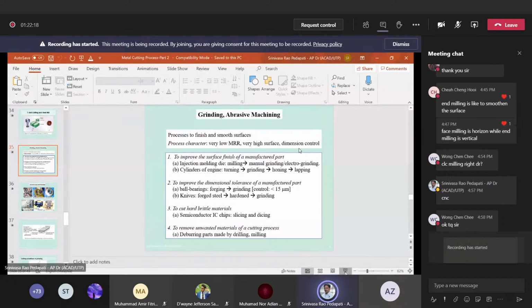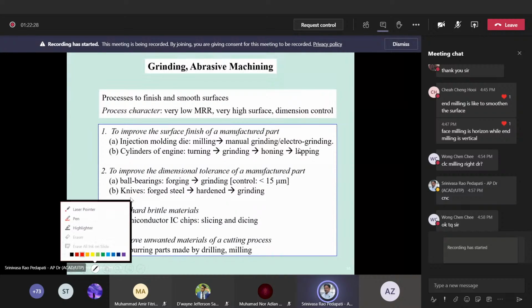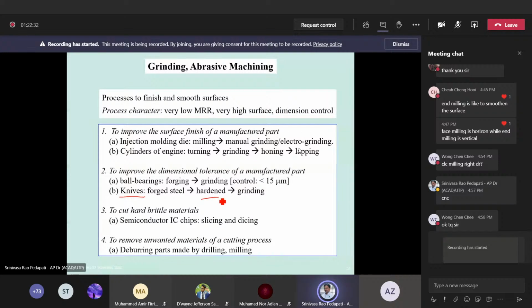So grinding to improve the surface finish is one objective, and to improve the dimensional accuracy is another one. As I said, the knives are made of forged steel, and then they are hardened to retain the hardness when you use them as a cutter. Then you grind it. We also do this grinding whenever the knife loses its sharpness. The process that you do for knives to resharpen is nothing but grinding.